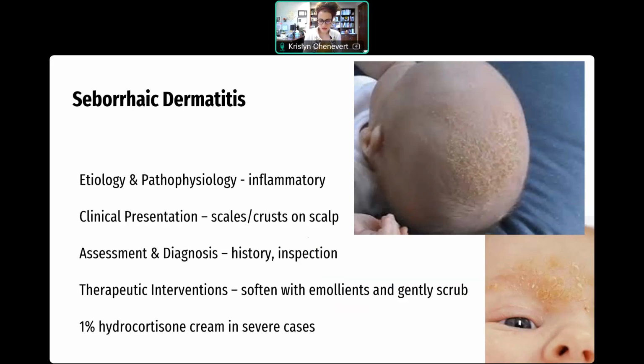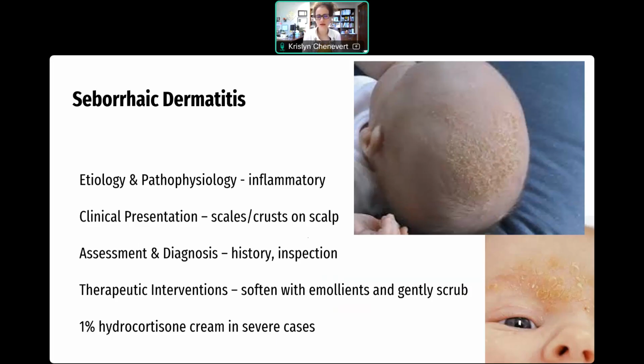And so our treatment is very mild. We're going to apply some kind of emollient, so this can be petroleum jelly or some kind of oil like vegetable oil, mineral oil, olive oil, coconut oil, just to help moisturize and loosen and soften all of those scales. And then we gently scrub them with a little brush and then kind of try to comb them away. And typically, this condition resolves by 1 year of age.